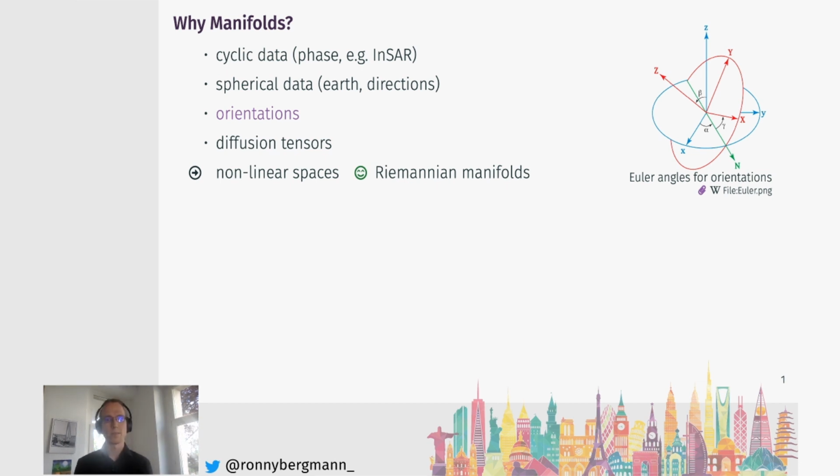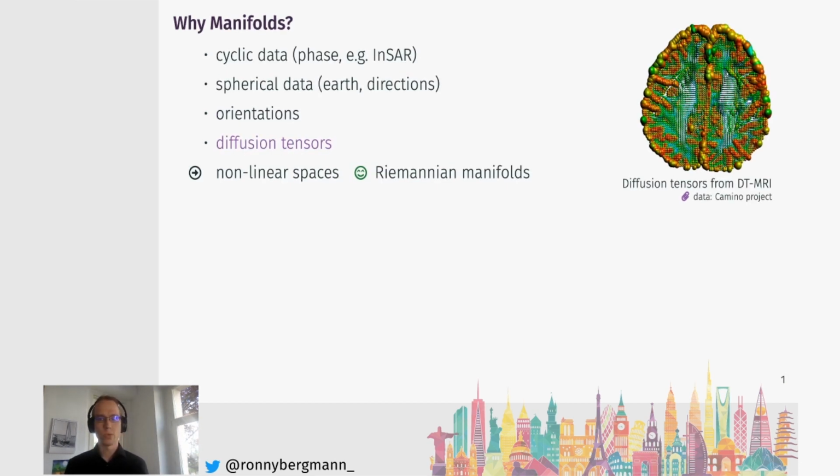The fourth and last example are diffusion tensors. You want to measure diffusivity in a certain material, and you can represent that by symmetric positive definite matrices. That is, they model an ellipsoid. The larger directions block diffusion more, and the smaller ones allow for more diffusivity. Then you end up with an image like the one on the right, where each point is exactly such a diffusion tensor. And for all of these, you cannot just add 2 points, so it's a nonlinear space.